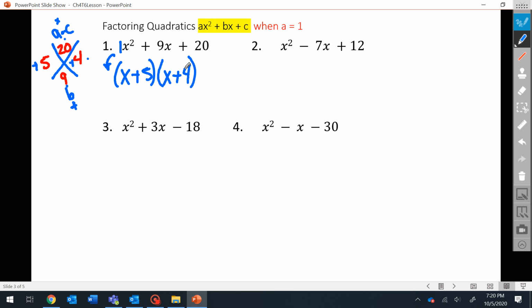I can distribute this to double check. x times x is x squared, and then plus 4x plus 5x plus 20, and that simplifies to x squared plus 9x plus 20. So this is my factored form.